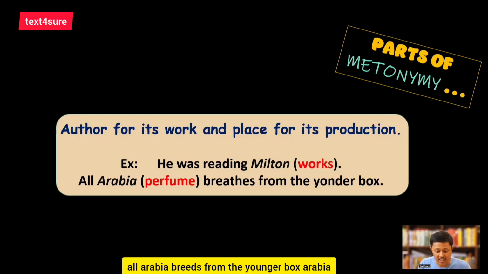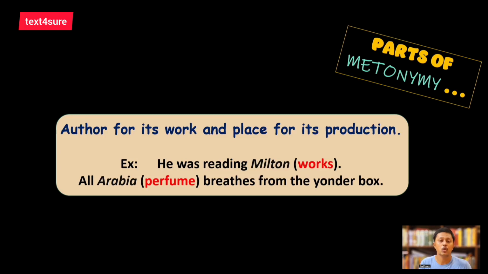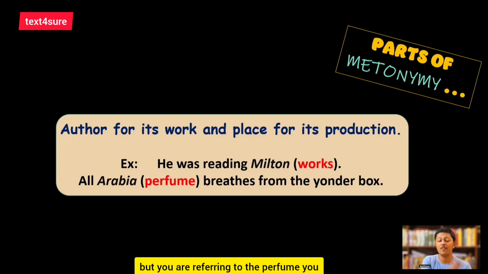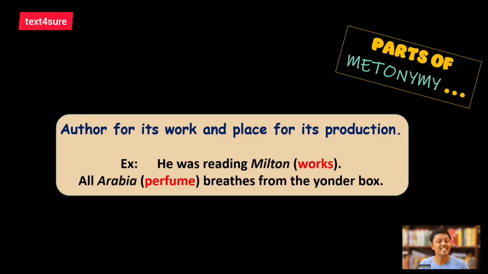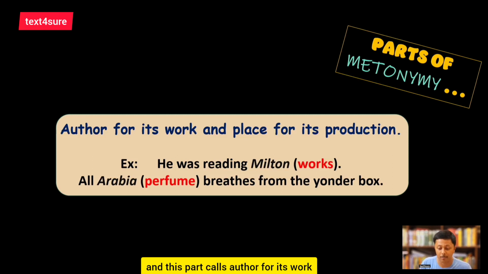All Arabia breathes from the yonder box. Arabia stands for the perfume of Arabia. So you are mentioning Arabia, but you are referring to the perfume. You are mentioning Milton, but you are referring to the books of Milton. You are referring to Shakespeare, but you are actually referring to the books of Shakespeare or the plays of Shakespeare. This is how a metonymy works. And this part is called author for its work and place for its production.